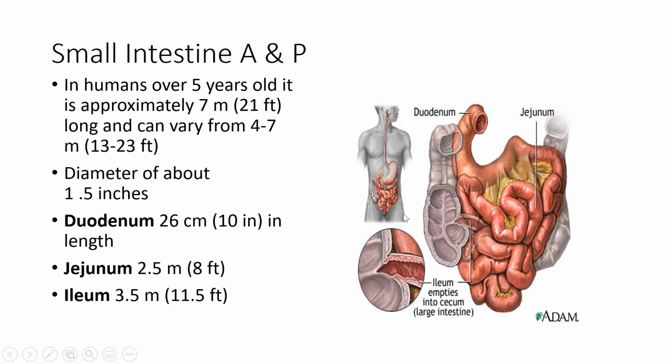So today, in this section, we're going to talk about the small intestine. I think we're going to end just before the large colon, and that will be Part 3. So the small intestine, anatomy and physiology, I think I covered this earlier in the first podcast, but in humans 5 years old, it is approximately 7 meters long, has a diameter of about 1.5 inches, and it's comprised of three parts: the duodenum, the jejunum, and the ileum.